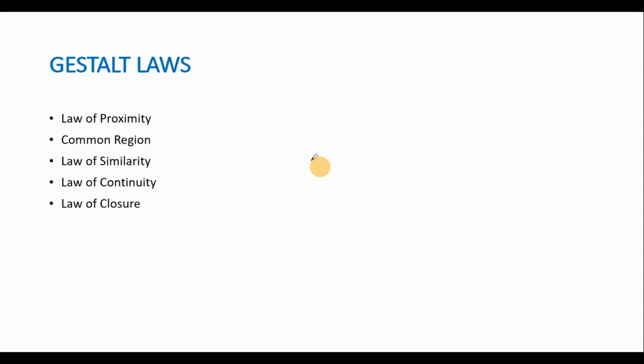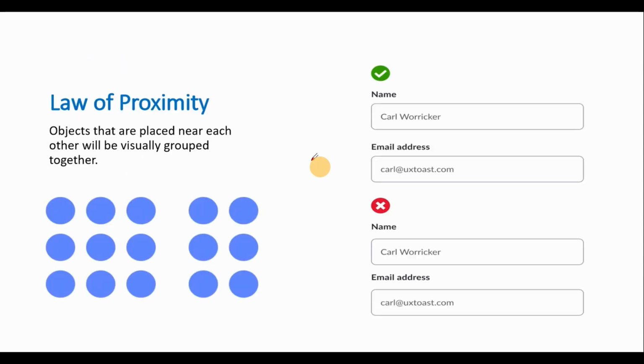laws. For Gestalt laws, we have five different topics: law of proximity, common region, law of similarity, law of continuity, and law of closure. First, the law of proximity. This law says objects placed near each other will be visually grouped together, basically.